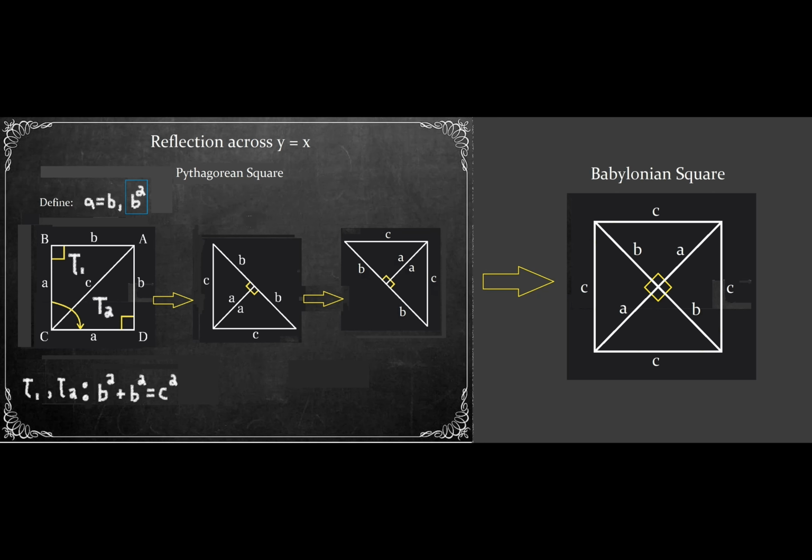This is deep. Now back to the proof. Each triangle is defined by the Pythagorean theorem as b squared plus b squared equals c squared.